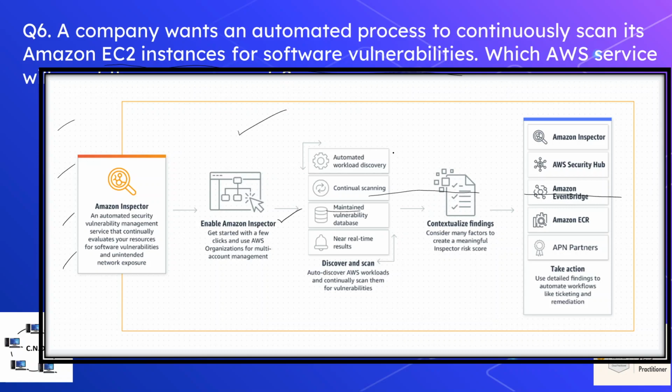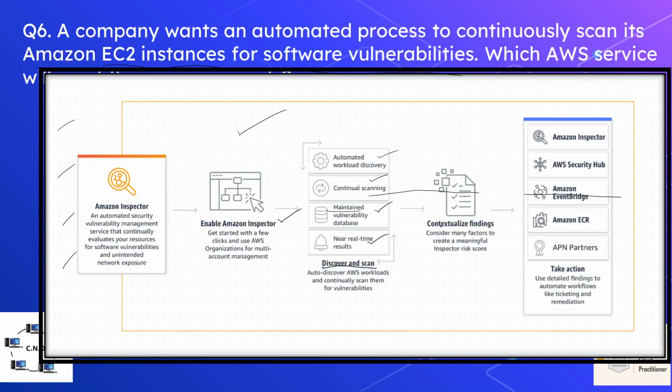Then what does it do? It automatically discovers your workloads and then continuously scans them for vulnerabilities and exposure. Once identified, it maintains the vulnerability databases and gives you near real-time results. So this is basically the discover and scan part of Amazon Inspector.